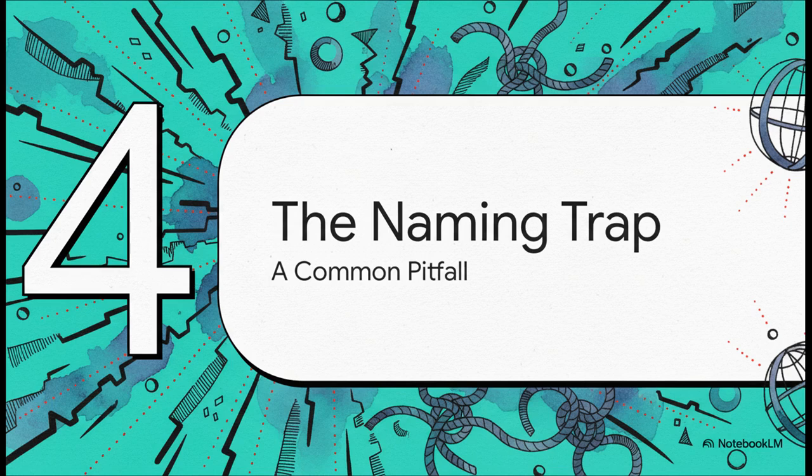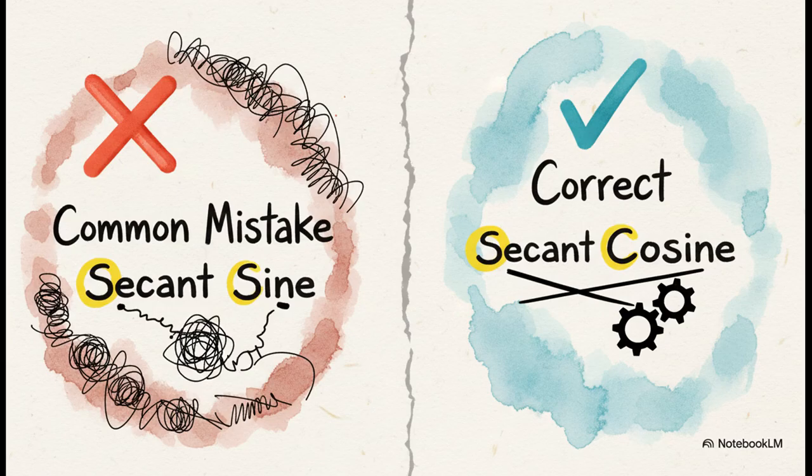Okay, hold on. Before we go any further, we need to talk. I have to address the single biggest point of confusion I see when people learn this. It's a simple trap, but it's so easy to fall into. Your brain sees secant, and it wants to pair it with sine. It sees cosecant and wants to pair it with cosine. It feels right, doesn't it? Well, as you can see here, it's completely wrong. Secant pairs with cosine. Do not let that first letter fool you.